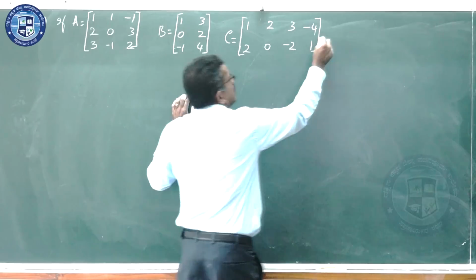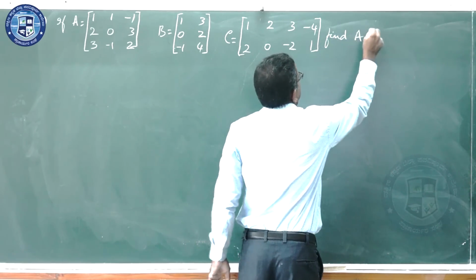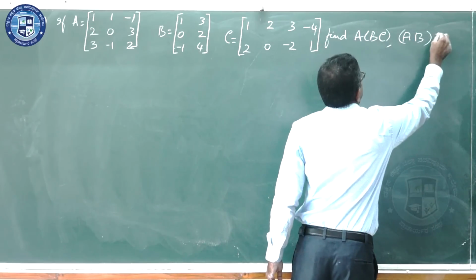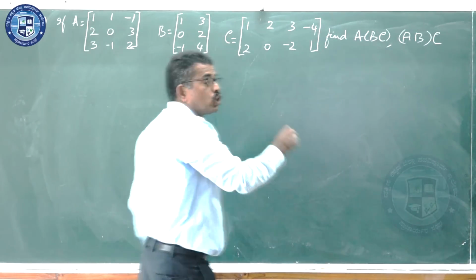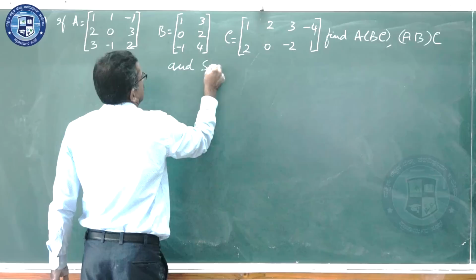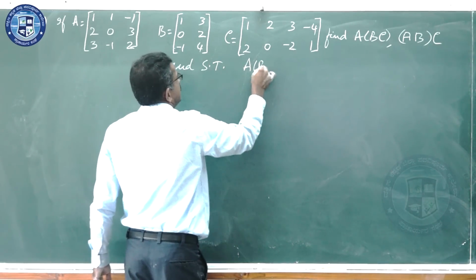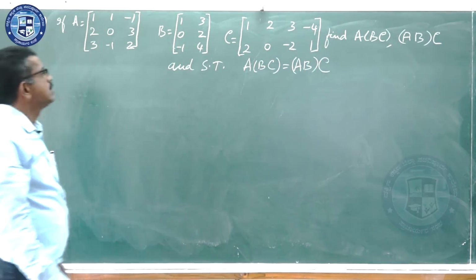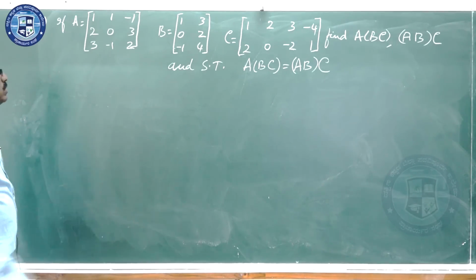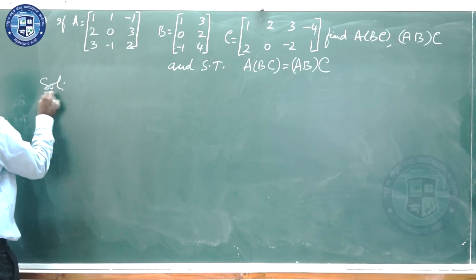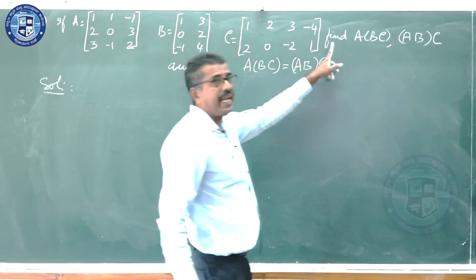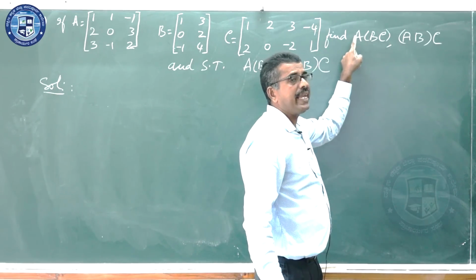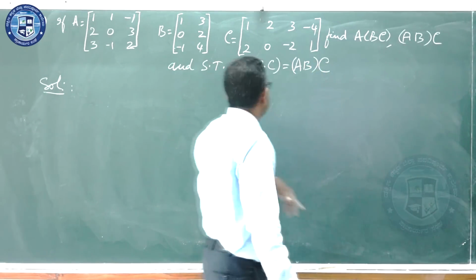The question is like this: find A into BC and AB into C, and show that A into BC is equal to AB into C. So how can it be solved? In order to find A into BC or AB into C, I first need to find A into B. I'll first explain this one. First let me find what A into B is.